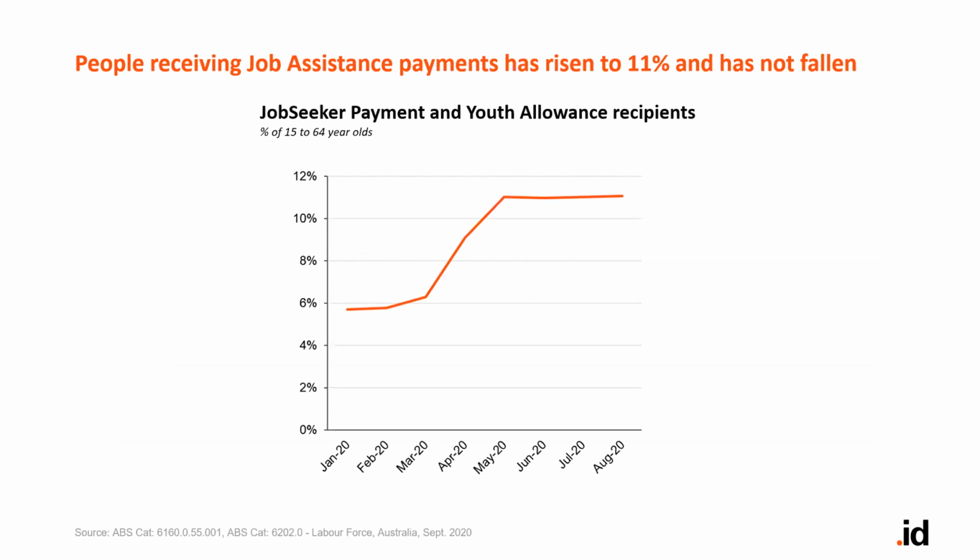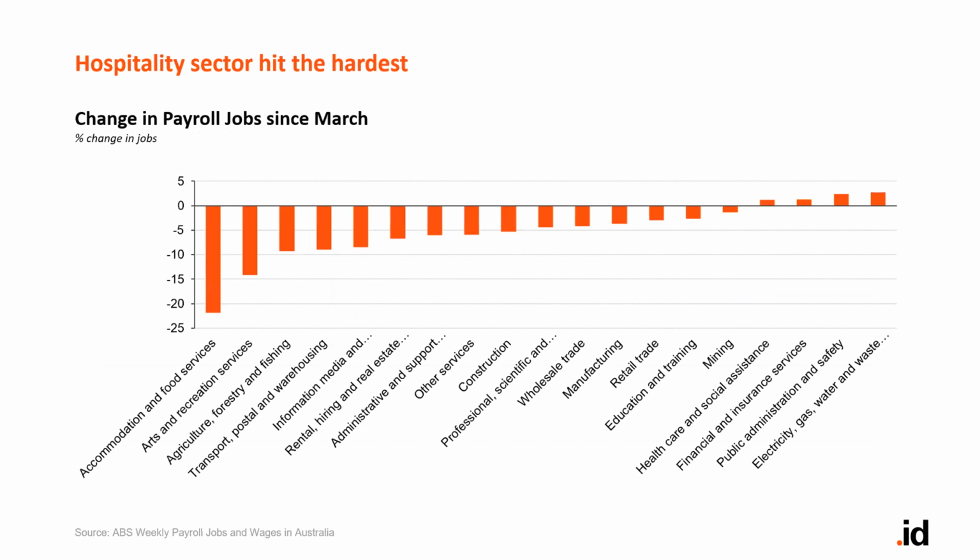Job assistance payments has risen to 11% and it has not fallen. Now, this is job assistance payments. So this is job seeker. This isn't job keeper. That's a different story. This is job seeker. This is youth allowance and people collecting unemployment benefits. And they're 15 to 64-year-olds, and we can see it's risen to 11%, and we haven't seen that decline as yet. We want to start to see that number fall away.